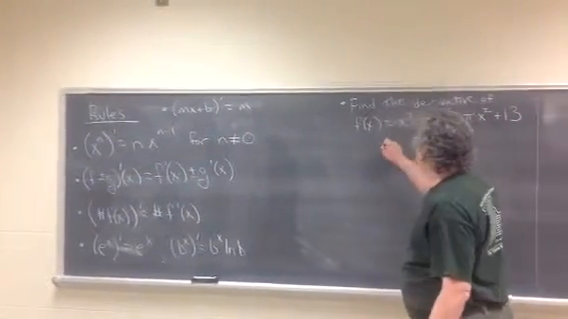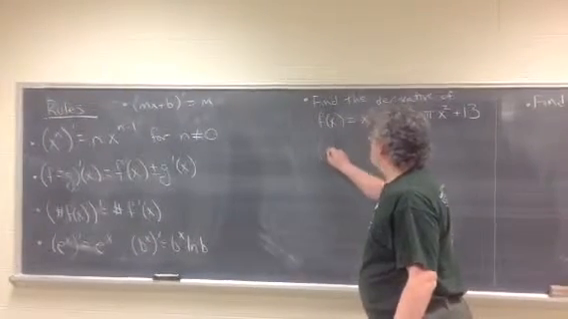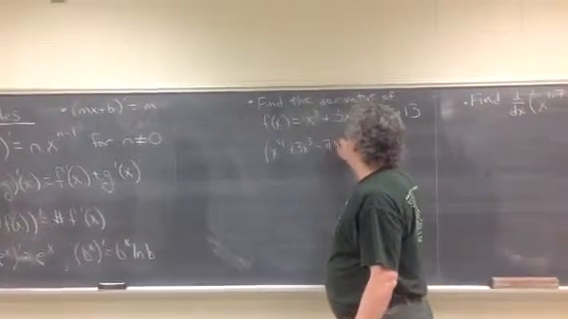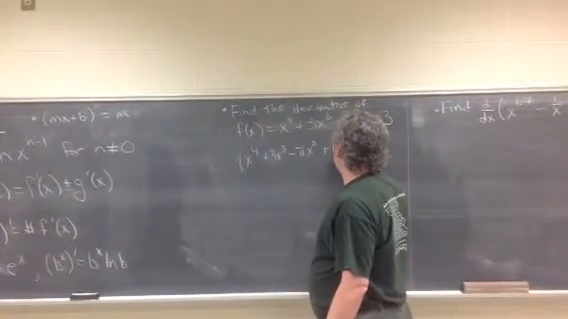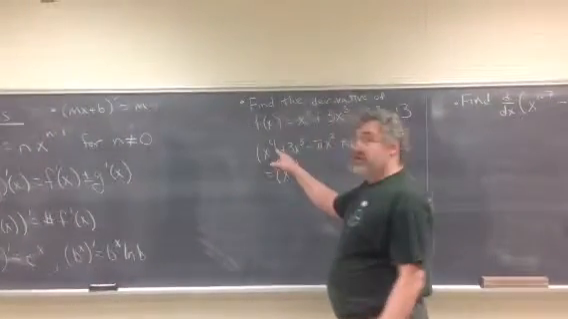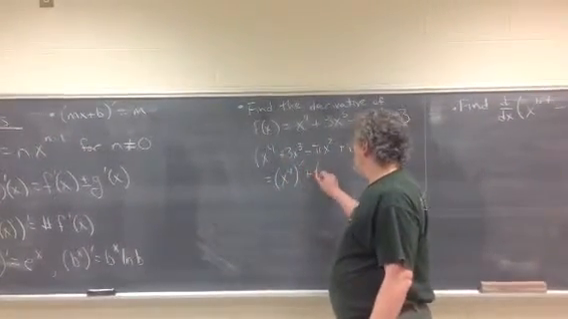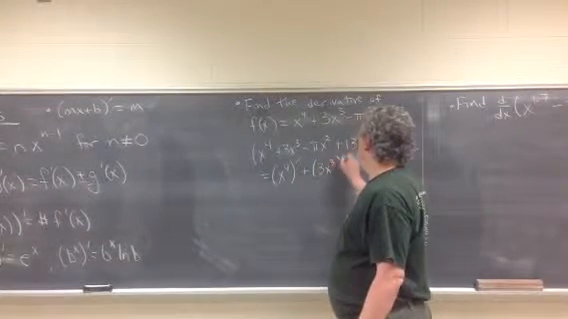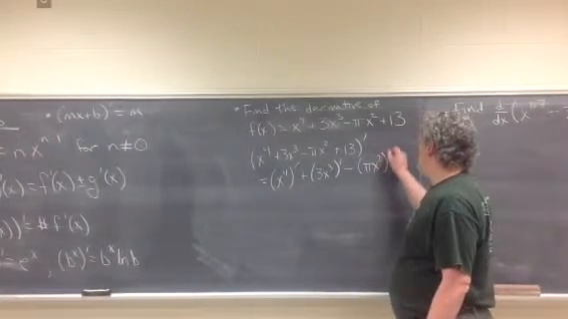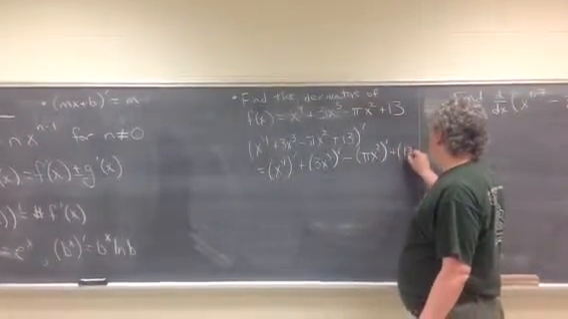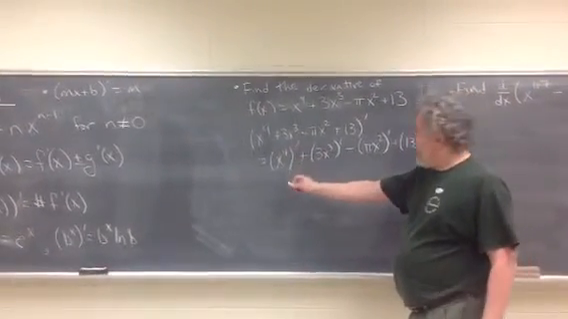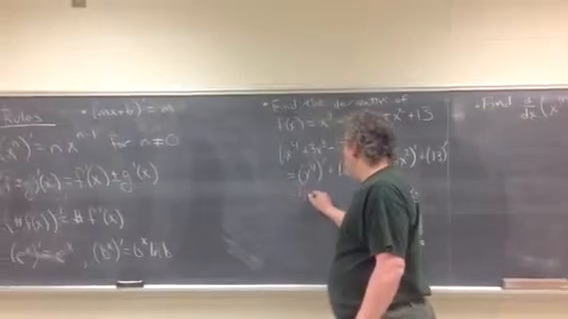So this is going to be the derivative of x to the fourth plus 3x cubed minus pi x squared plus 13 is going to equal the derivative of x to the fourth, that's the first piece, plus the derivative of 3x cubed minus the derivative of pi x squared plus the derivative of 13 by itself. That first one, x to the n rule. The derivative of x to the fourth is 4x cubed.